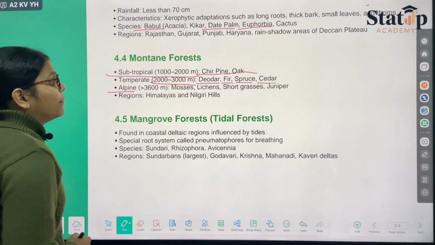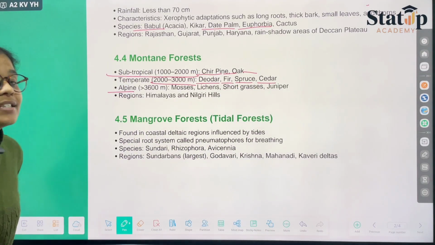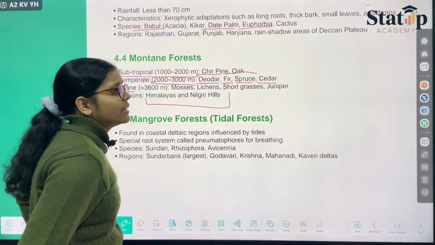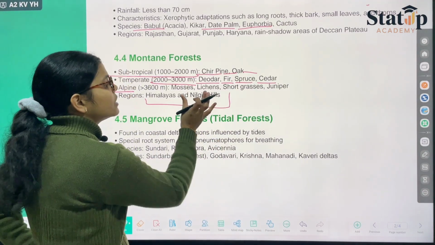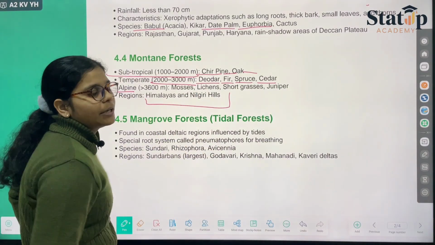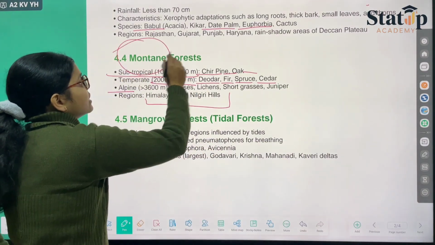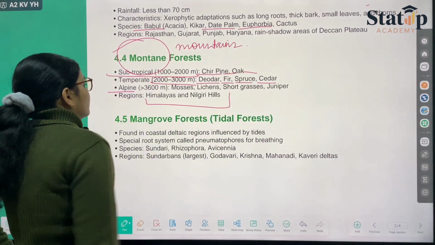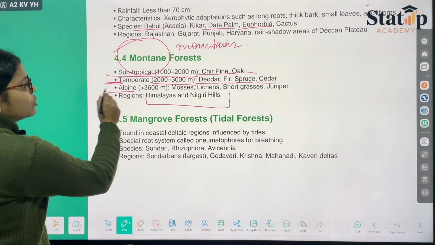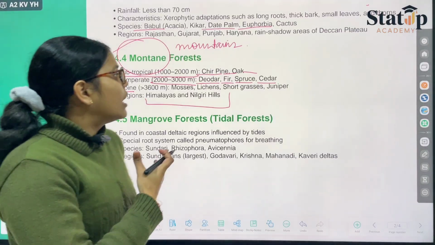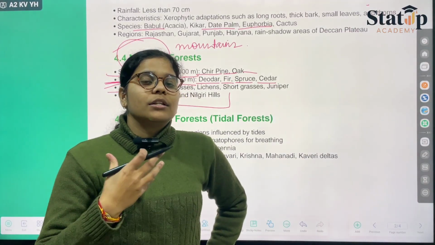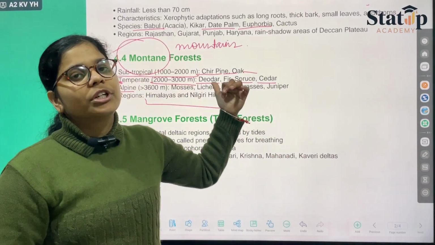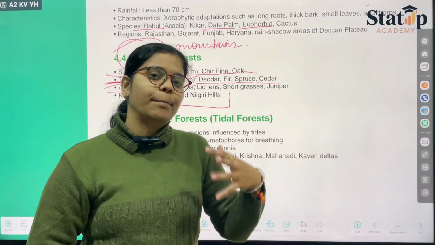When we talk about alpine, mosses, lichens, short grasses, and juniper, such species are also found. And where are these species lying? These are basically the hilly areas, that is the hills of the Nilgiris and the Himalayas, because as the name suggests, it says nothing but mountains. Here you can mention the temperature condition, because these are nothing but short grasses in natural vegetation which require little to no rainfall. Therefore, mentioning the temperature will be more beneficial to gain marks.